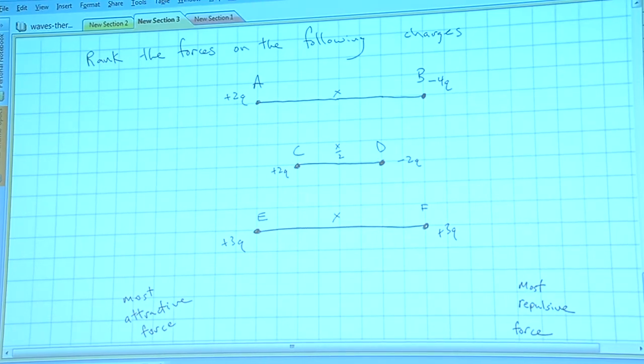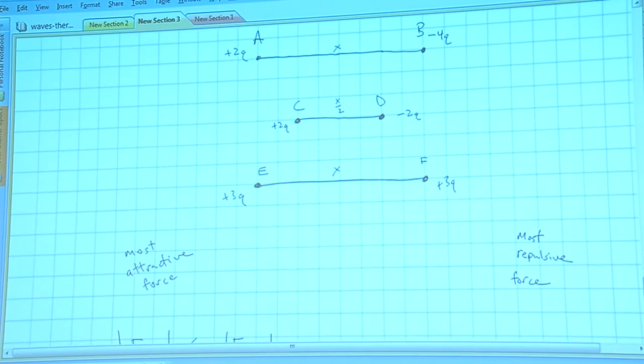Okay, so let's get directions in here. Which ones are attractive? A and B, what do those do? A and B attract, right? They're opposites. So those are going to be inward forces. How about C and D? E and F? They're going to repel, right?